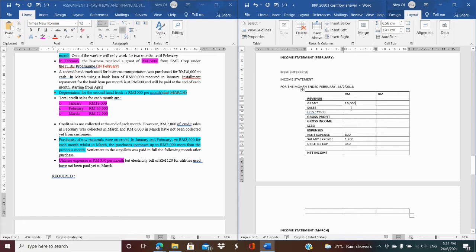And then what is the sales for February? February the sales is 20,000, but only collected 18,000. So we are not going to look at the collection. We're going to look at what should be the sales for that month. So it should be 20,000. And what is the cost of goods sold for February? The cost of raw material for February is 8,000.